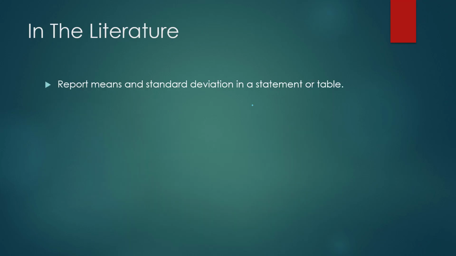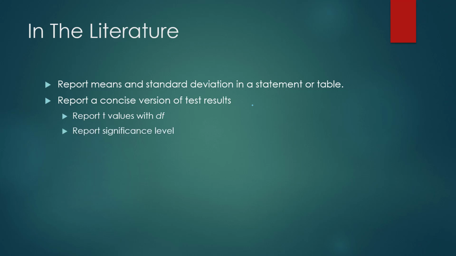So in the literature, we report our means and standard deviations in a statement or a table. It's a very concise version of the test results. We report our t-values with our degrees of freedom. We've seen this before. We report the significance level, or that p-value that we were using. And if we've done those calculations, we're going to report effect size. And effect size is something very important that people are looking at more and more and requiring in published literature.